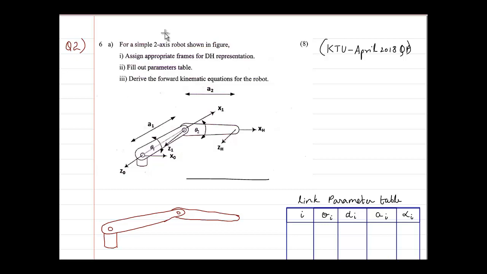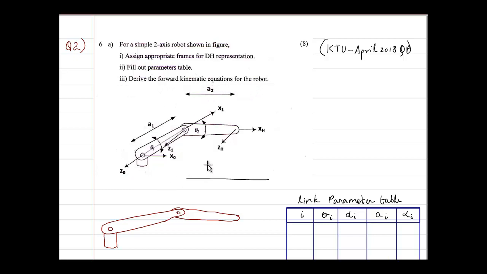For a simple two-axis robot shown in the figure, so what they mean by two axis here is that they have not drawn the third axis for it. For a simple two-axis robot shown in the figure, one, assign appropriate frames for DH representation. Second, fill out the parameter table. Third, derive the forward kinematic equations for the robot.